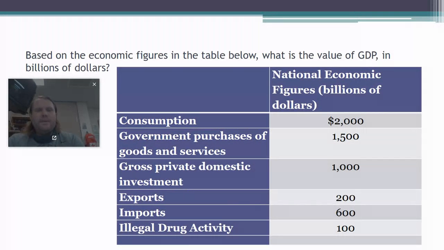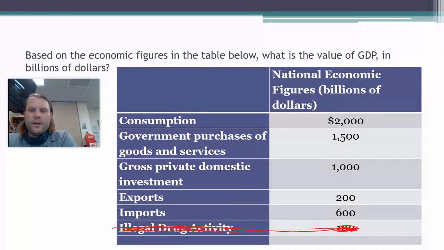Okay, so the big thing is to know what is included and how it is included in our GDP calculation. First of all, we can't keep track of illegal drug activity. We're not going to keep that. We don't know how to keep track of it. We don't have accurate stats, so we're not going to keep track of it.